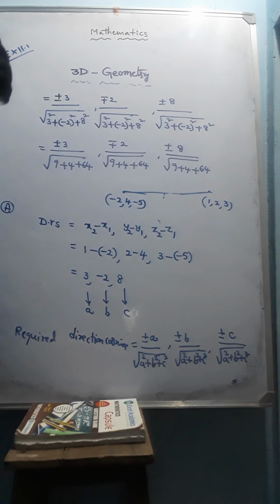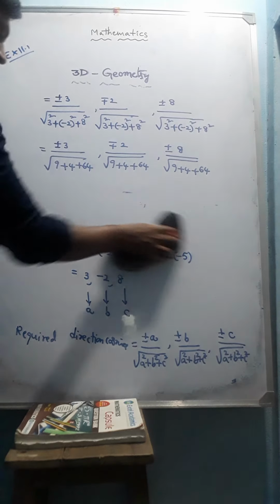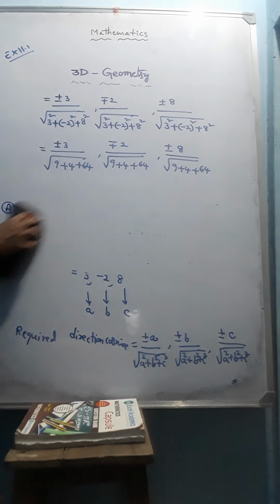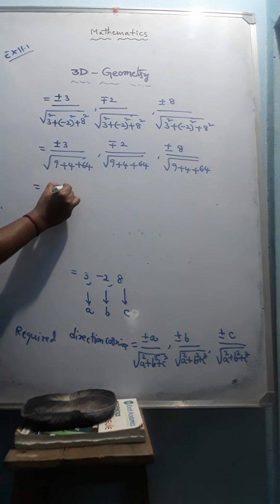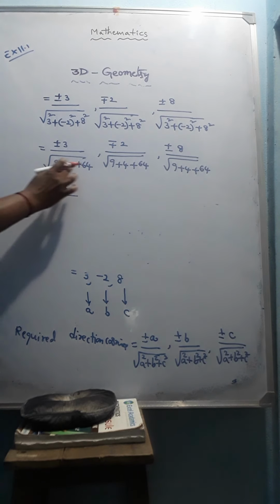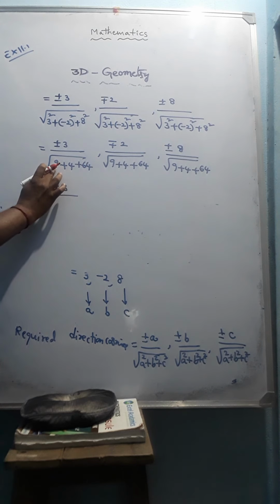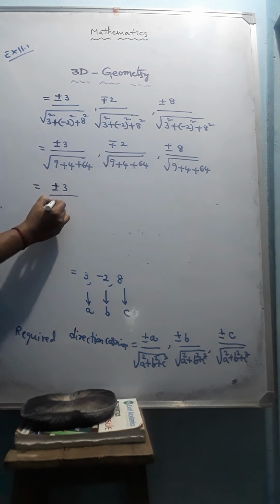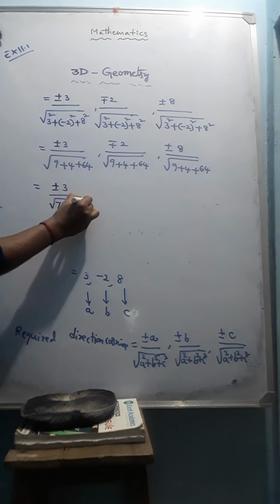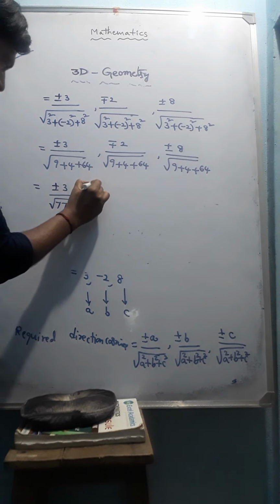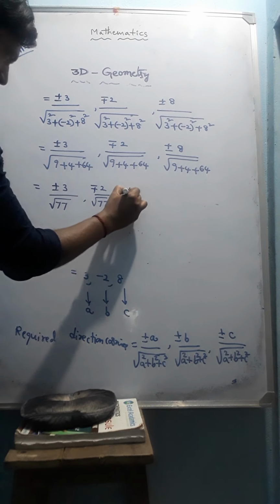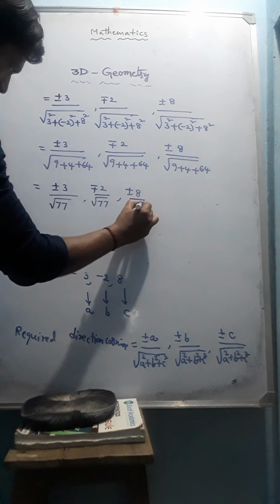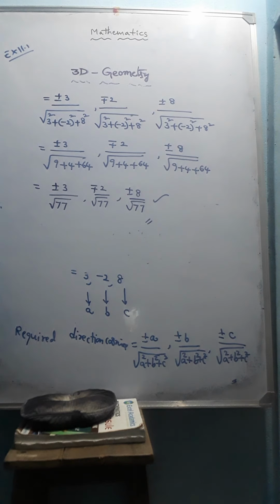Okay, so next step, that is equal to plus or minus 3 by, 64 plus 9 is 73, 73 plus 4 is 77, so root 77, comma, minus plus 2 by root 77, comma, plus or minus 8 by root 77. Okay, so write them fast.